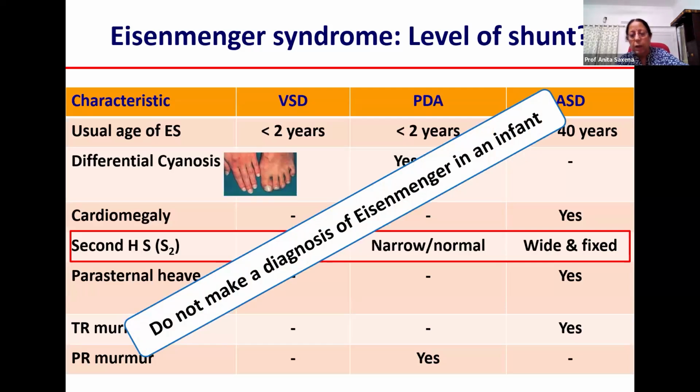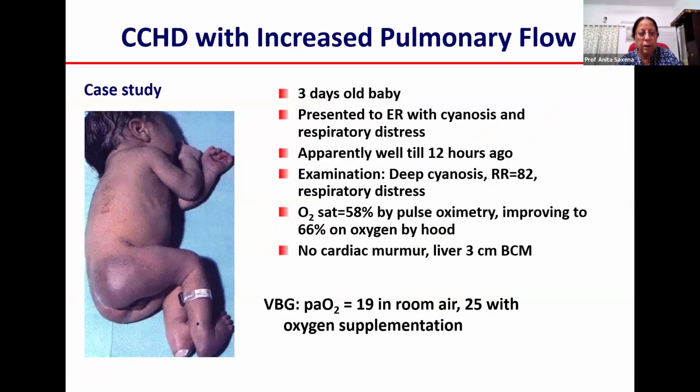Eisenmenger syndrome is to be differentiated from pulmonary artery hypertension, which can be hyperkinetic in small children. So pulmonary artery hypertension can be hyperkinetic and obstructive. In small babies, in infants, it is hyperkinetic, but over a period of time, it becomes obstructive when the PVR rises, and then only we call them Eisenmenger syndrome.